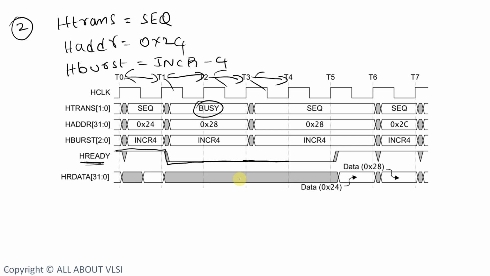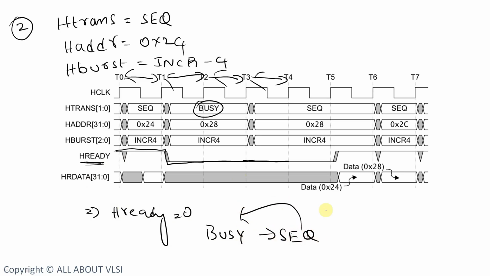Okay, so whenever your HREADY is equal to 0, the master is allowed to change only the transfer type, not the address. I will write down here. Whenever your HREADY is equal to 0, the master is allowed to change the transfer type from busy to sequential, and again sequential to busy if it wants. You should also not change your address and any other control signals apart from this HTRANS. So this is the second scenario.